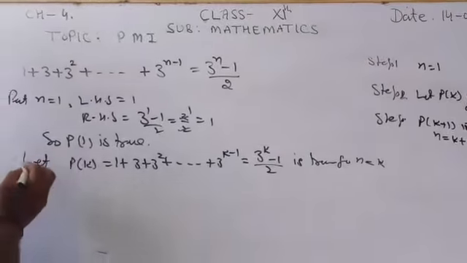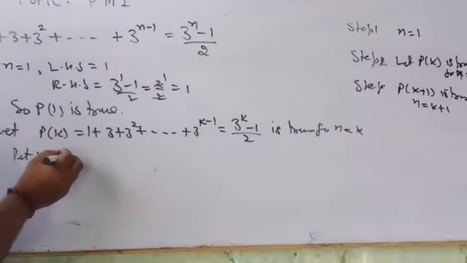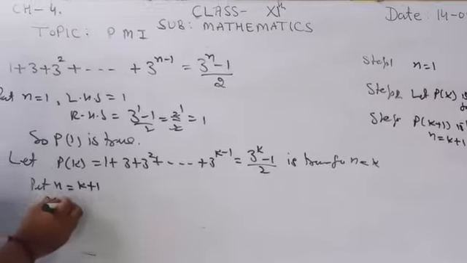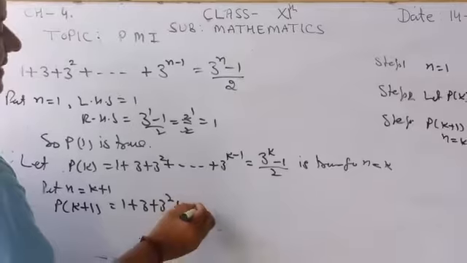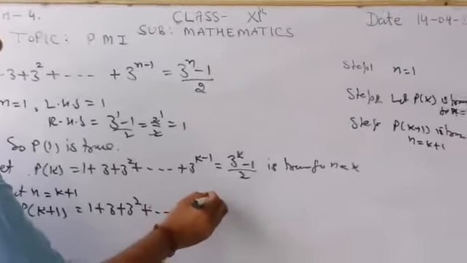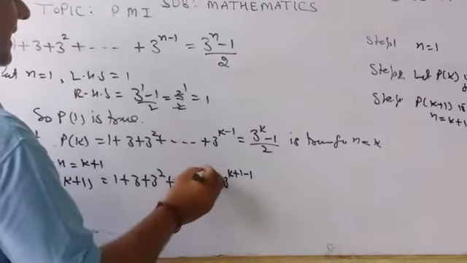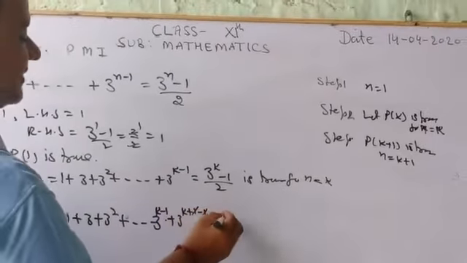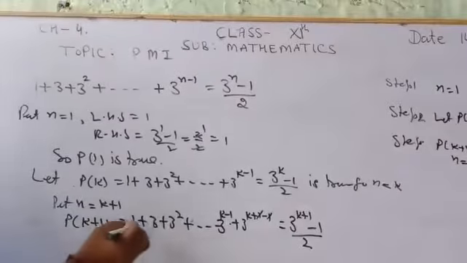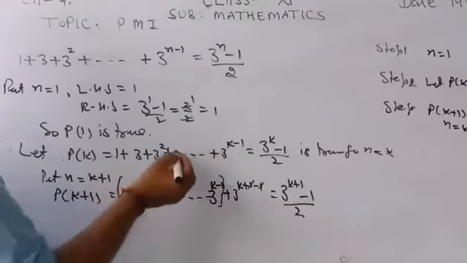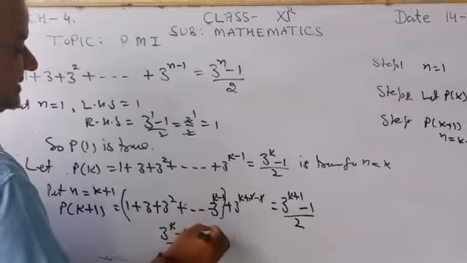So we are taking n equal to k plus 1. So Pk plus 1: 1 plus 3 plus 3 square up to 3 raised to k plus 1 minus 1. Also write down 3 raised to k minus 1, when we cancel out, 3 raised to k plus 1 minus 1 upon 2. So we are taking in brackets, put the value here, 3 raised to power k minus 1 upon 2 plus 3 raised to power k.